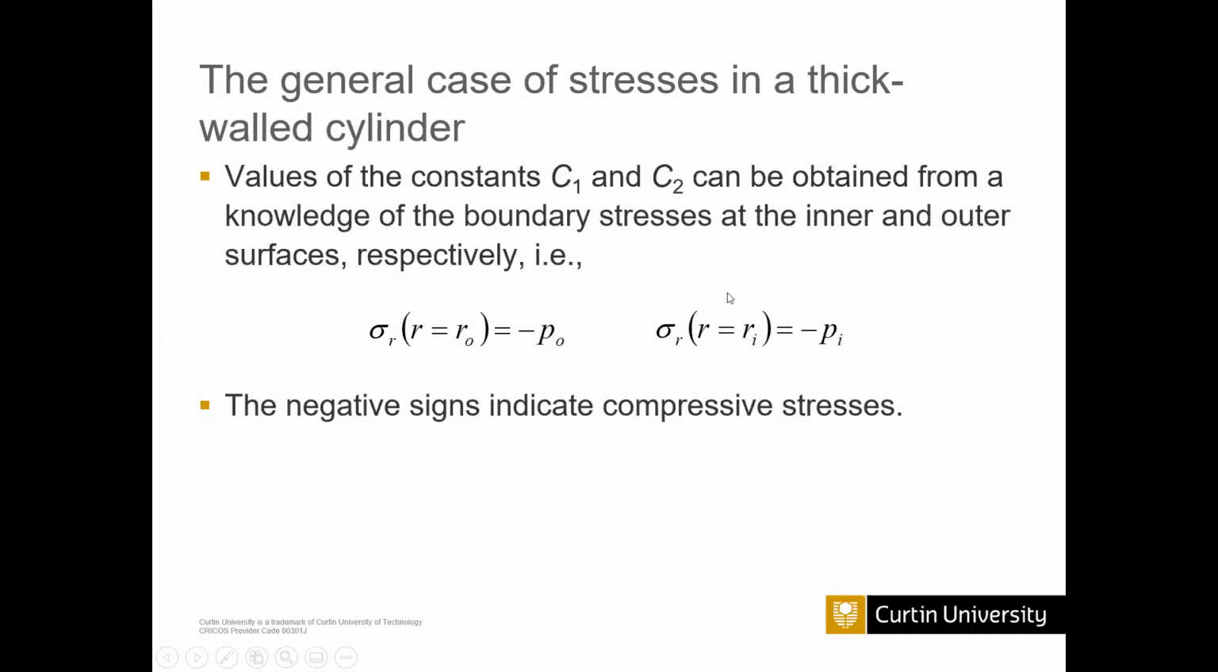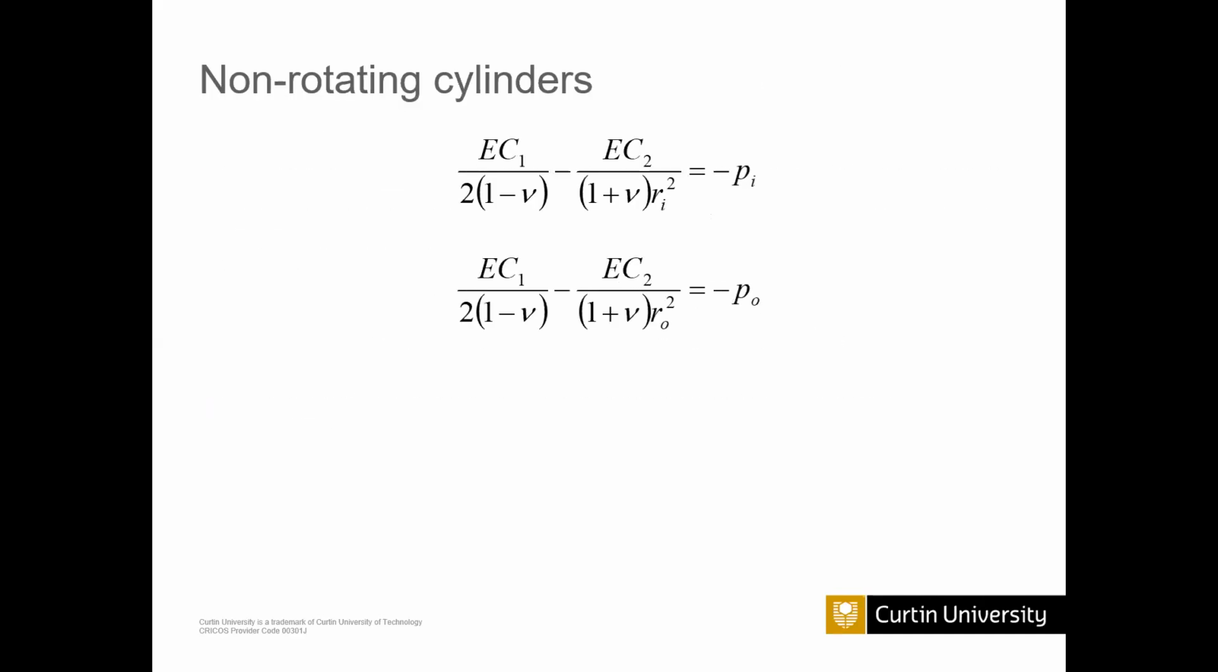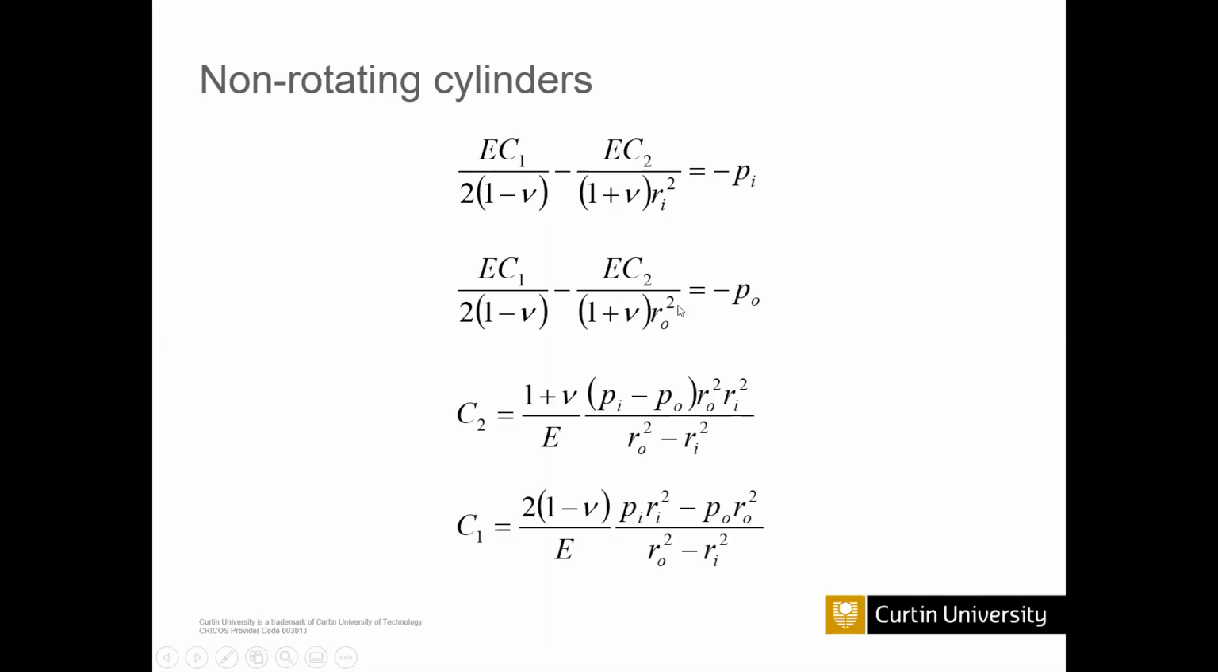So now if you consider a non-rotating cylinder, then the boundary condition: the stress is minus pi at r equals ri, where the boundary condition is applied. Then at the outer surface, r equals r naught, the stress is p naught. So now we have two equations and two unknowns, so we can solve these equations and find out C1 and C2. So these are the answers for the constants.